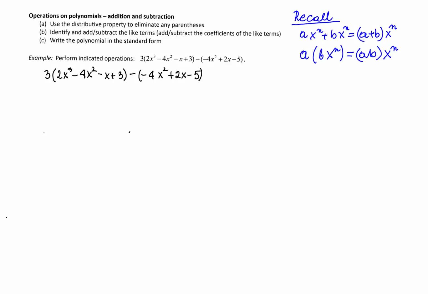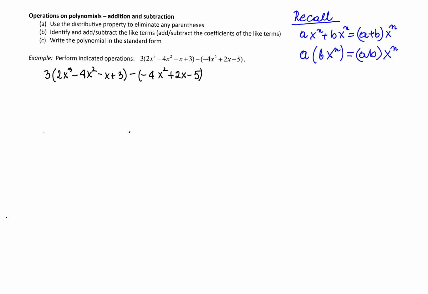We'll review here briefly operations on polynomials, and we'll start with addition and subtraction. To add or subtract two polynomials, we'll have to remove first the parentheses using distributive property, and then add or subtract the like terms. So let's recall how we add or subtract like terms.